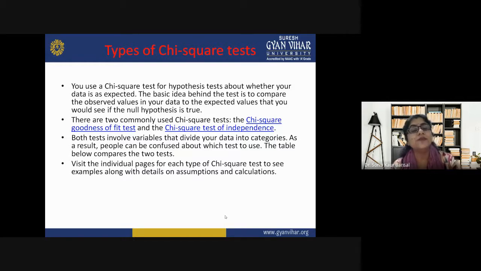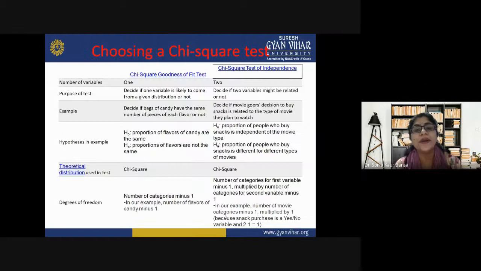As a result, people can be confused about which test to use. The table below compares the two tests. Visit the individual pages also, so this is like the chi-square test, to see examples with details on assumptions and calculations. See how it fits into the table.